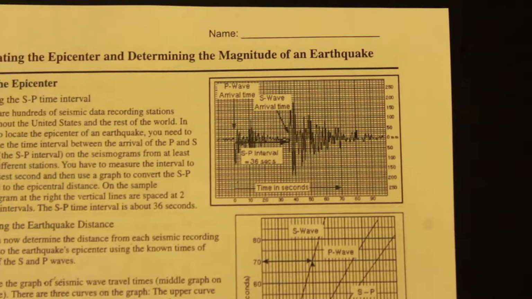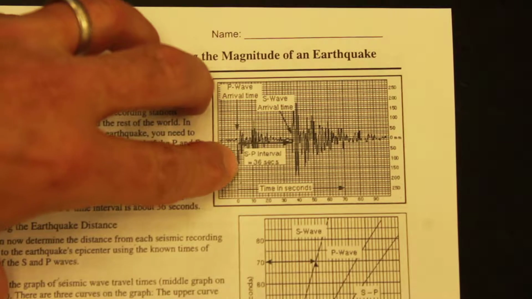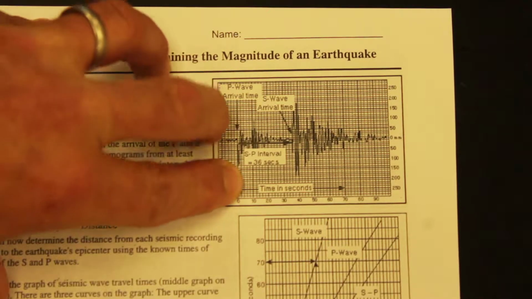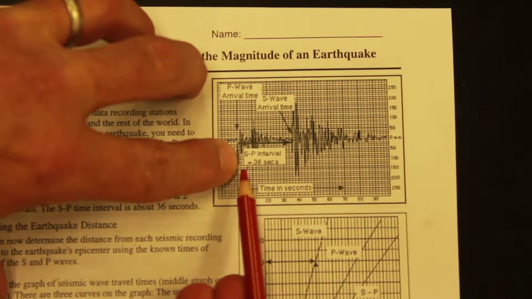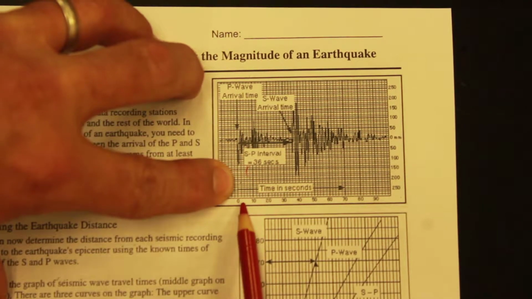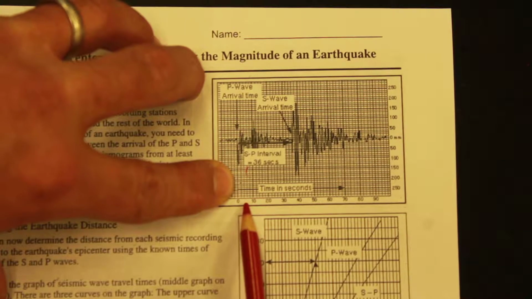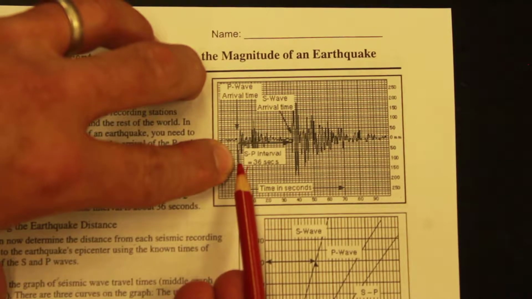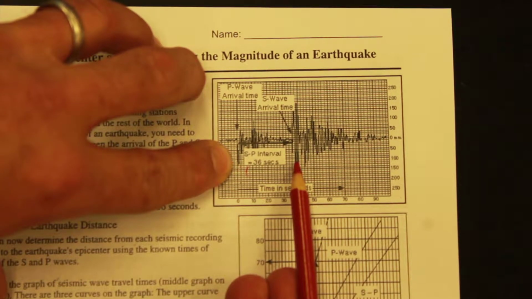Right. The first thing we have to find is the SP interval. The SP interval begins with the arrival of the P wave, which is right here. It's indicated below as 0. The SP interval is the amount of time that passes between the arrival of the P wave and the arrival of the second wave, which is called the S wave.